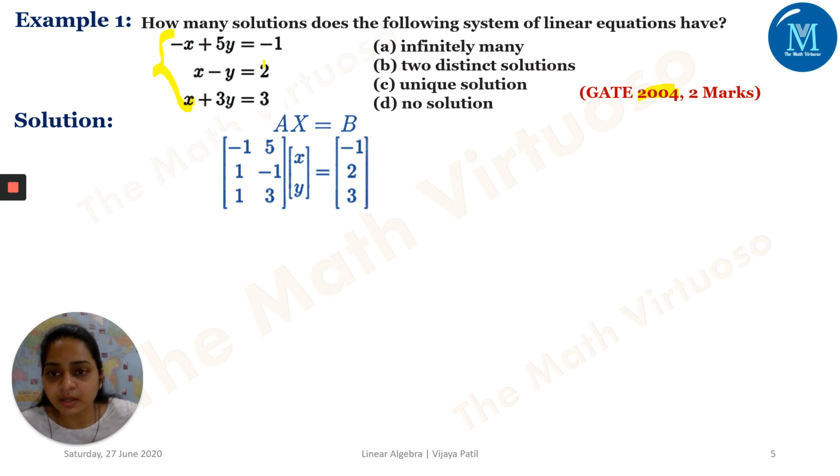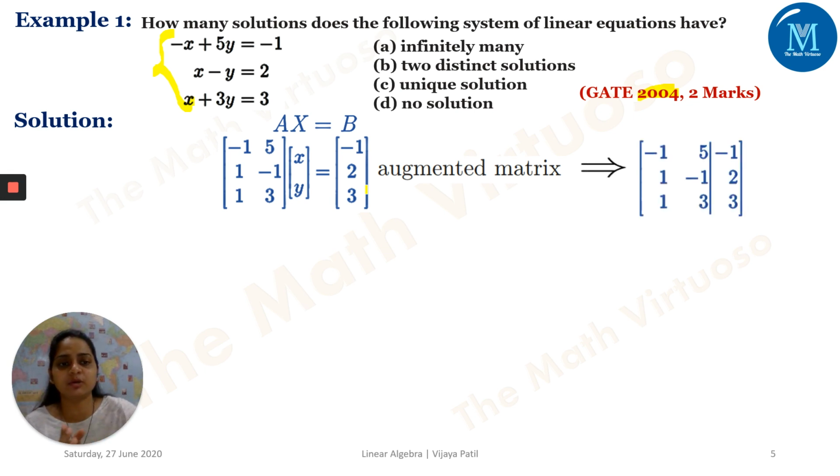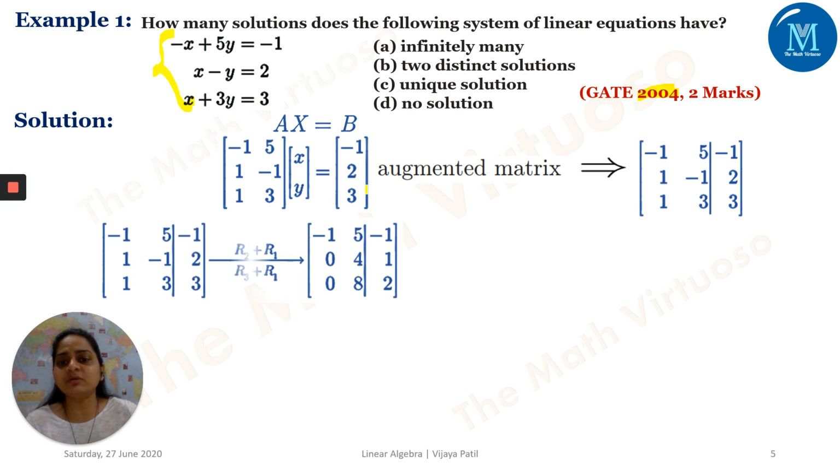Fine. Now, this is the first equation: minus 1, 5, then it is equal to minus 1. Then 1, minus 1, 2. Then 1, 3, 3. What is my first step? This is now an augmented matrix. I'll write down my augmented matrix. After writing down the augmented matrix, I try to find the rank using the elimination method.